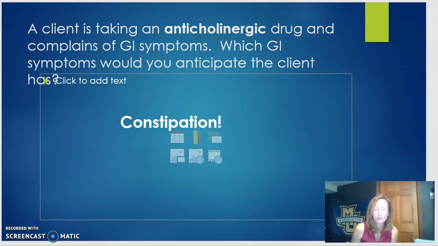Anticholinergic drugs block that parasympathetic system. So they block that rest and digest. So it'll stop digestion, it'll stop elimination, or at least slow those processes down. So it will cause constipation. Great job.